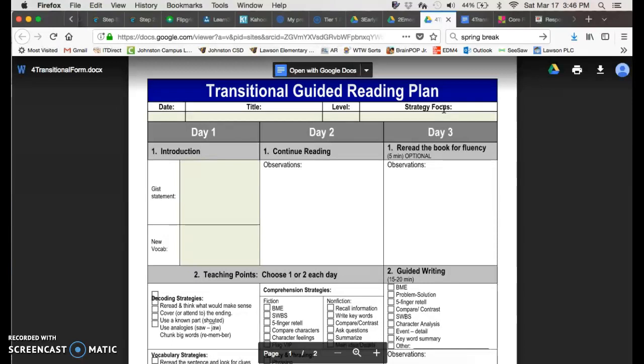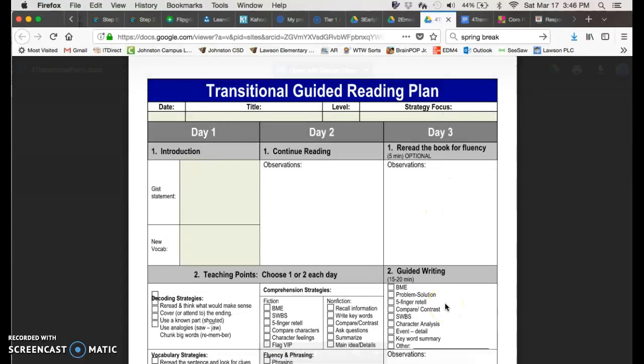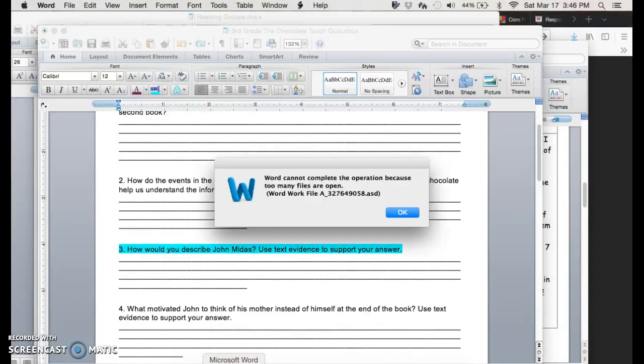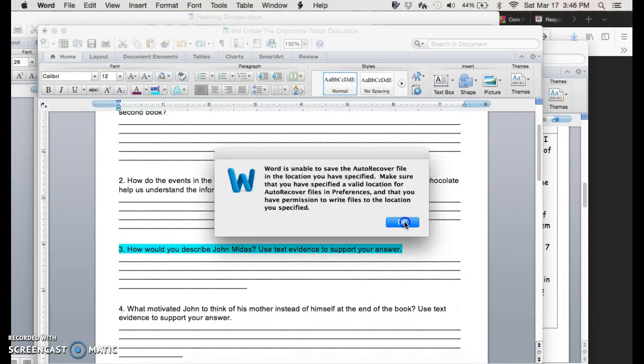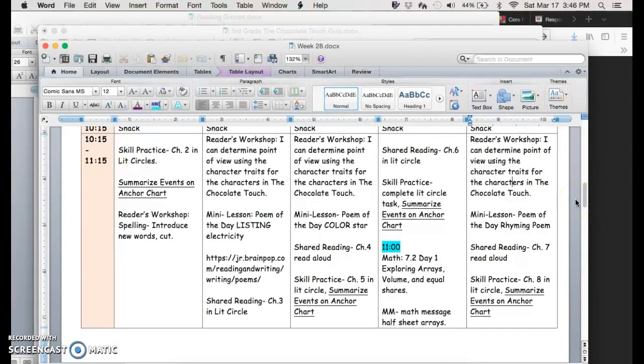So from there, everyone's lessons, assessments, and student groups will look different. But I'm going to model a little bit of this process with a third grade lesson, assessment, and student group. So I'm going to pull up that third grade lesson plan, looking ahead at this week of instruction. This third grade teacher is using the chapter book, The Chocolate Touch, to instruct on the standards of using point of view of characters and character traits within the story.